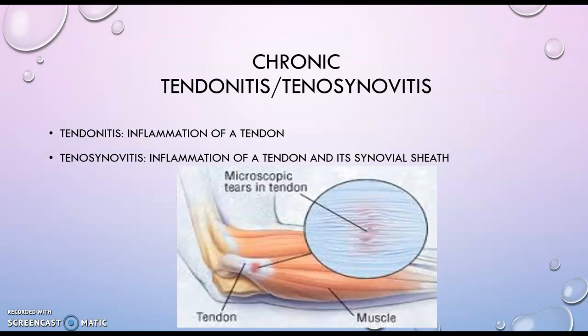Chronic injuries such as tendinitis and tenosynovitis are an inflammation of the tendon from overuse. Tenosynovitis is an inflammation of the tendon and its covering, which is the synovial sheath. It really doesn't matter which of the two it is, because they're treated very similarly, and typically a change in activity will need to happen to treat these.